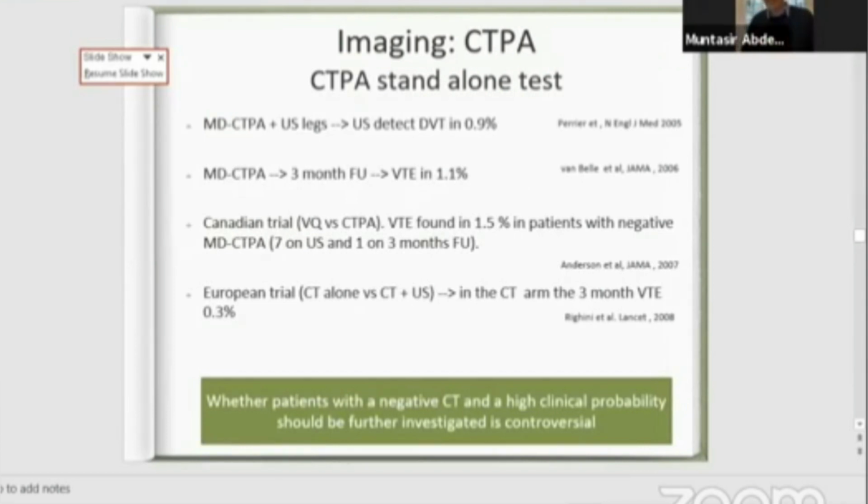So if you take all these studies together, you can say that it is safe to exclude PE on the basis of a negative CTPA. Whether we need further testing in a patient with high clinical probability remains controversial, and each case should be dealt with individually. So you use your own discretion whether you need further tests or not. Can I have the next slide?